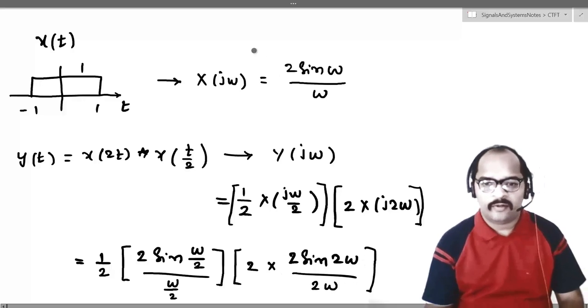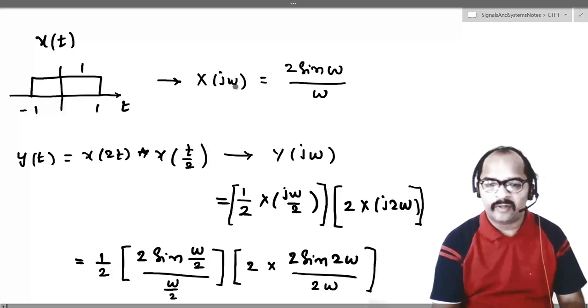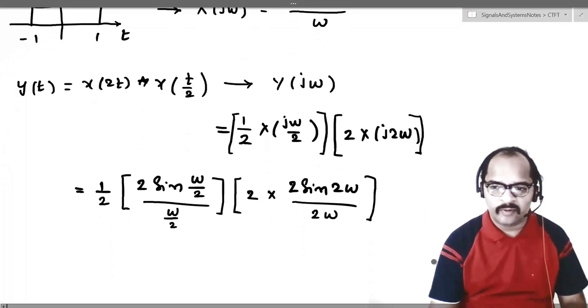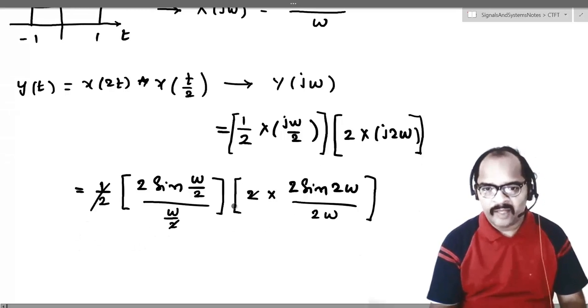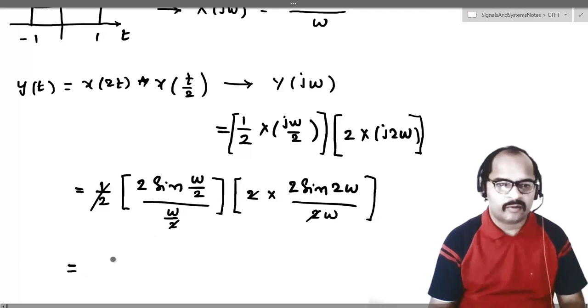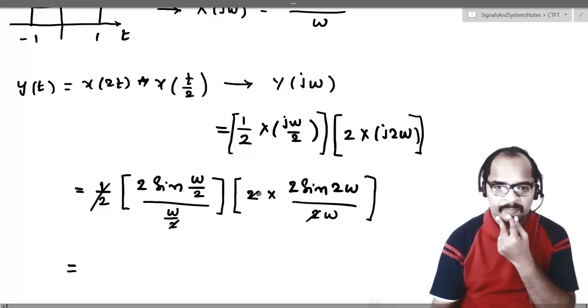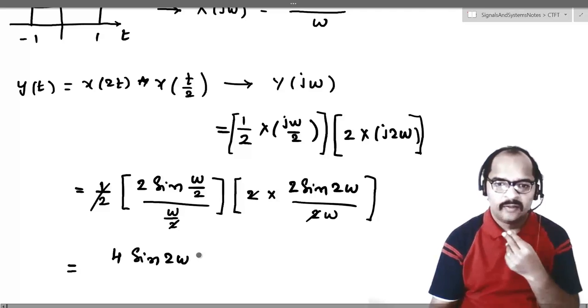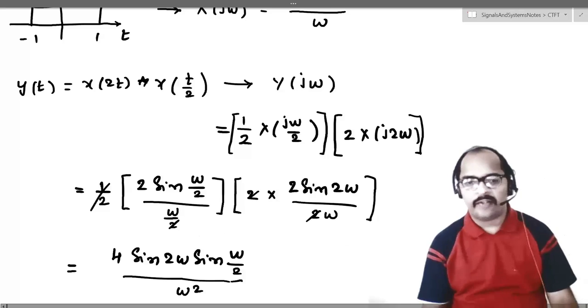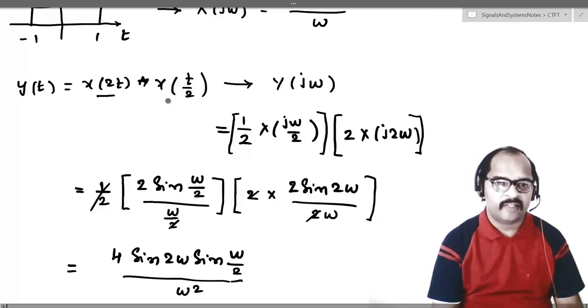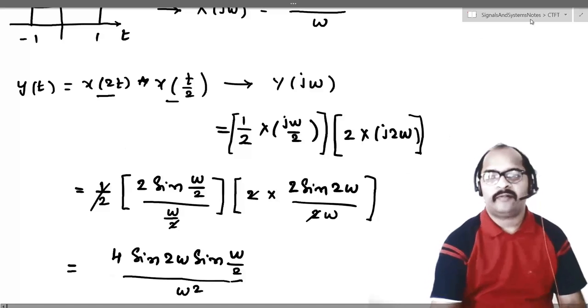So 2 x of j 2 omega means what? 2 times x of j omega with omega replaced by 2 omega. So let us see what gets cancelled. This 1 by 2 and this 2 are gone. This 2 and this 2 are gone. So totally this should be equal to 4 sine 2 omega sine of omega by 2, whole divided by omega square. Correct. So that should be the Fourier transform of which signal? x of 2t convolved with x of t by 2.